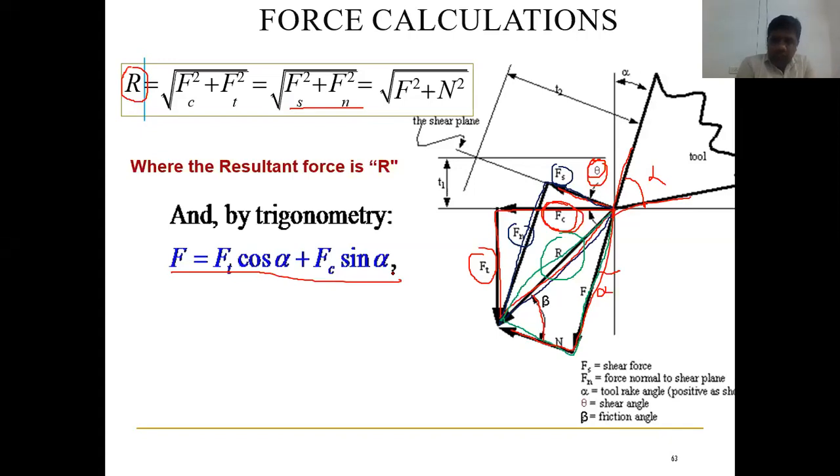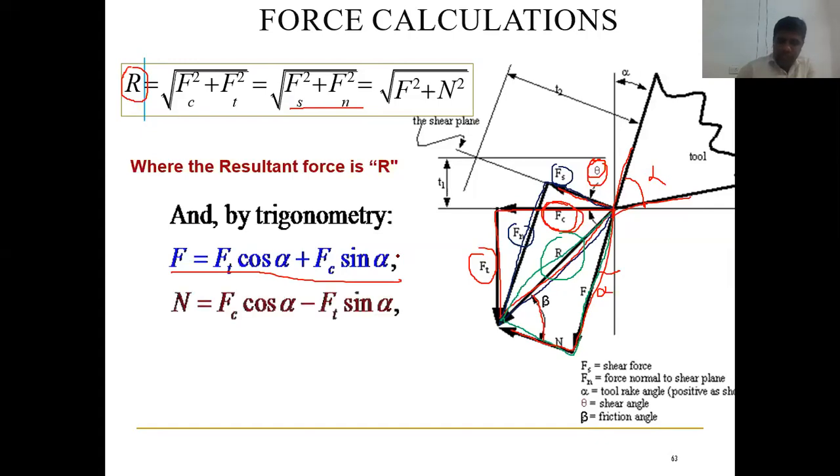What is FT? Nothing but the thrust force, or the vertical force. If you see in this picture, FT is the vertical force, multiplied by cos alpha. Alpha is nothing but your rake angle. Plus FC, the cutting force, which is the horizontal force in this diagram, times sin alpha. So FT cos alpha plus FC sin alpha will give you the frictional force. FT and FC are easy to calculate experimentally, and if you have them, you can calculate the friction force.